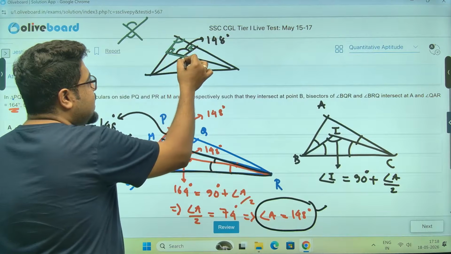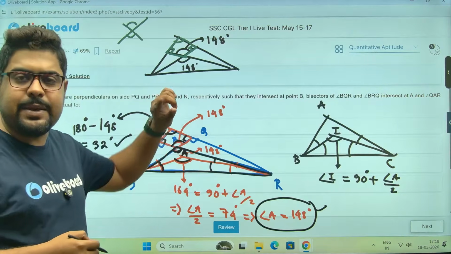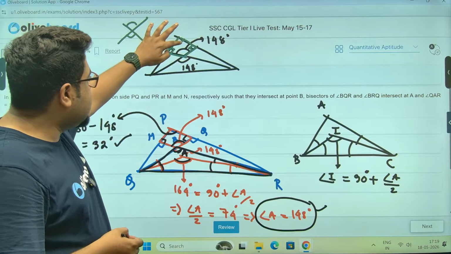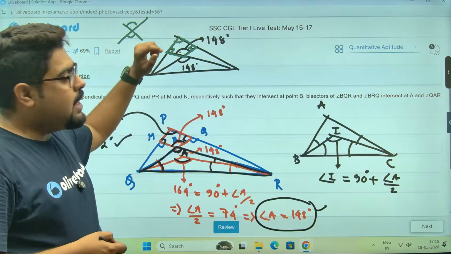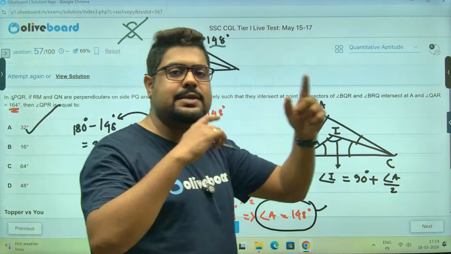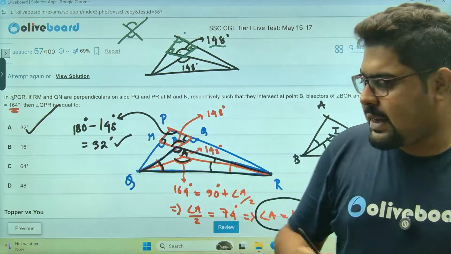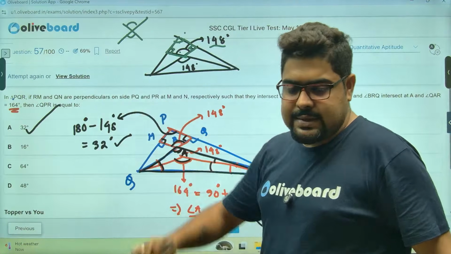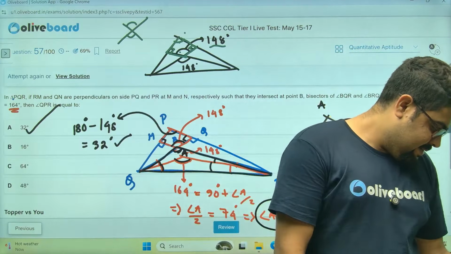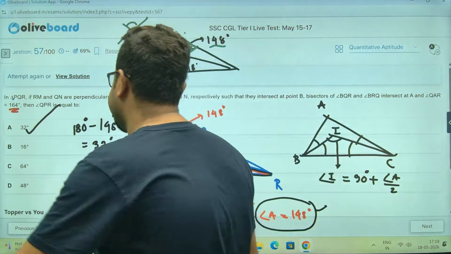Because this is a quadrilateral, all four angles must sum to 360 degrees. 90 and 90 make 180, so this angle and this angle must sum to 180. Out of that, one is 148, so the other must be 32, because then the sum is 180. That is how we concluded the answer to be 32 degrees. Clear? Perfect. Very good.